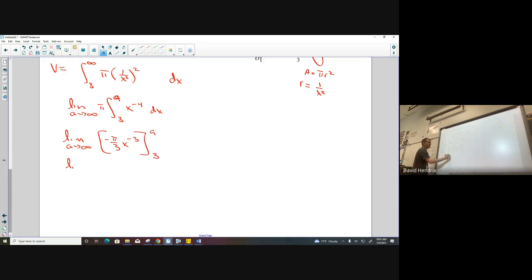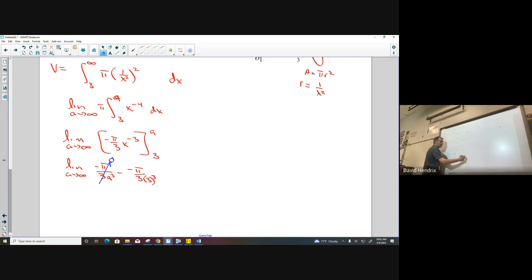And so we have this limit as a approaches infinity of negative pi over 3a cubed minus negative pi over 3 cubed. Everybody go with that? And when we apply this limit, what's going to happen to this first term right here? 0, right? We're dividing by infinity. So pi divided by infinity is going to be 0.